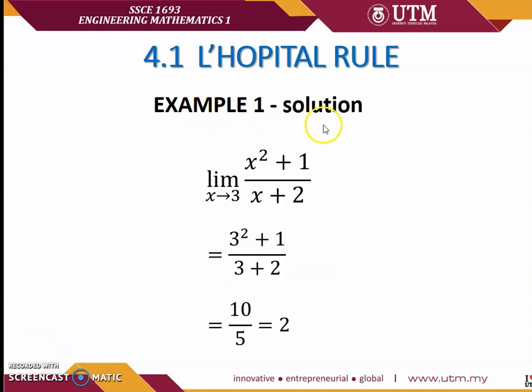This is the solution. We just replace the value of x with 3, so we obtain 3 squared plus 1, and for g(x), we obtain 3 plus 2. The total will be 10 over 5, which is equal to 2. That's how we solve the finite limit. When x tends to a, we just replace the value of a in f(x) and also g(x).